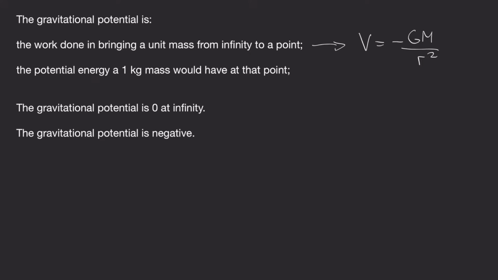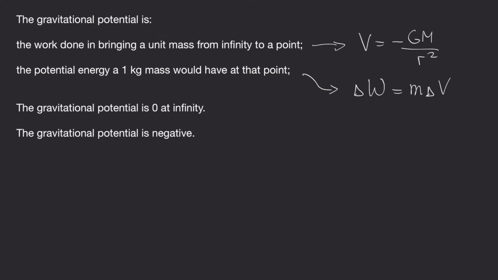The potential energy a 1 kg mass would have at that point, and we can say that the work done to move something in a gravitational field is going to be given by delta W will be equal to m multiplied by the change in gravitational potential.